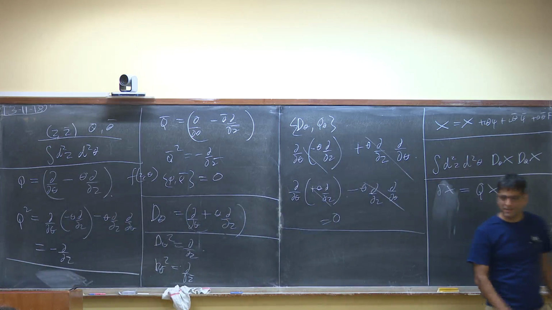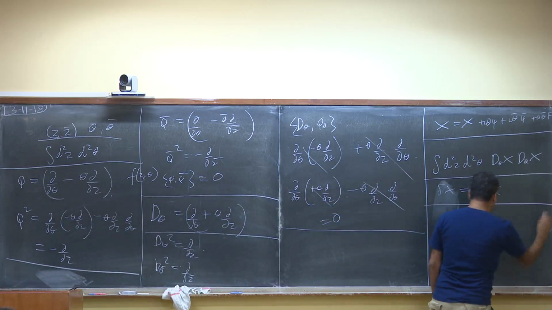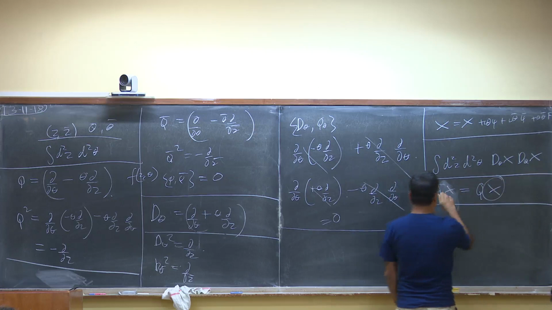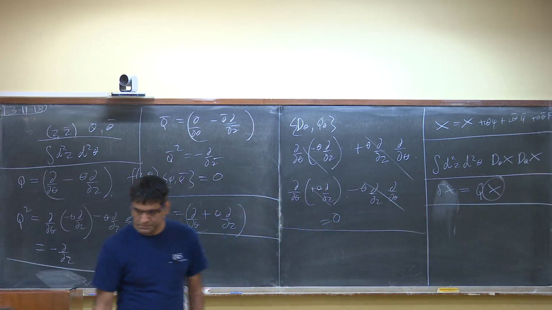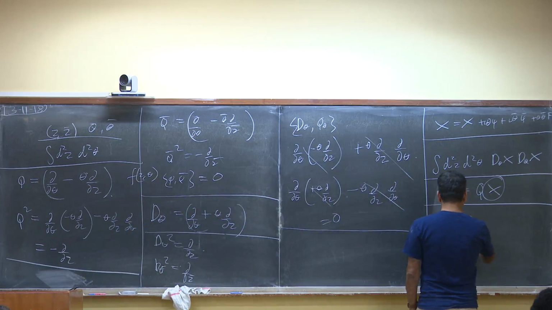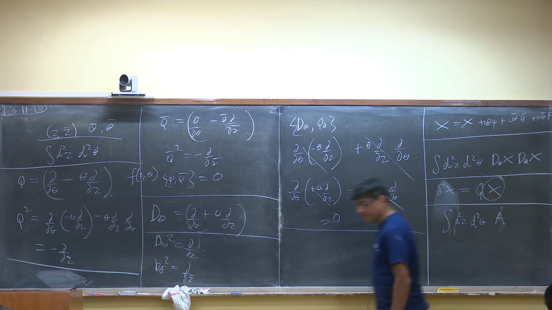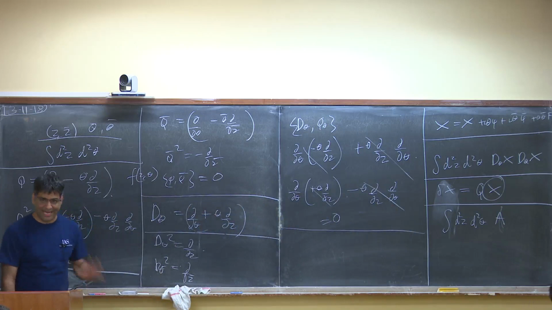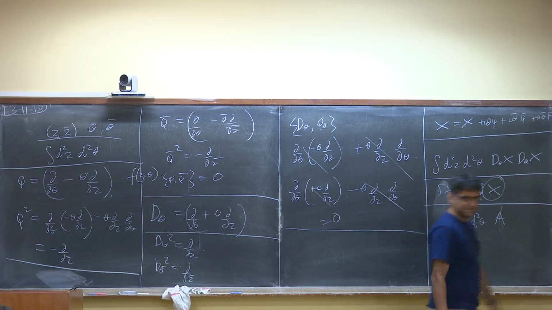Why is this the case? This is very simple. First, suppose we have any object which transforms under supersymmetry like this. Let's call such an object a superfield. The first claim is that the integral d2z d2theta of A, where A is some superfield which transforms under supersymmetry like this, is a supersymmetric action. Why is this the case?